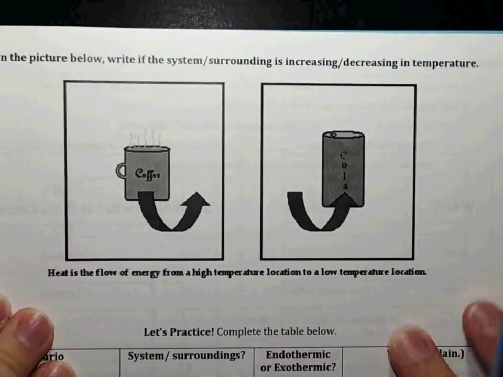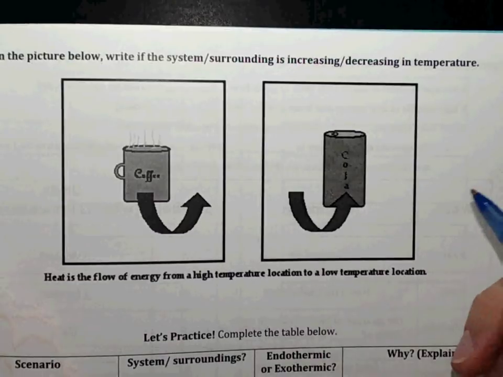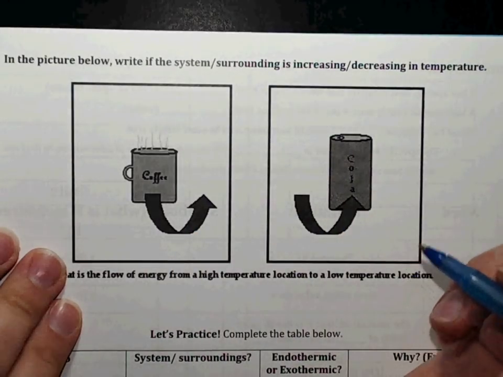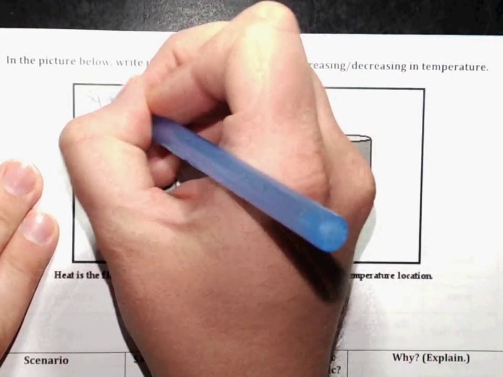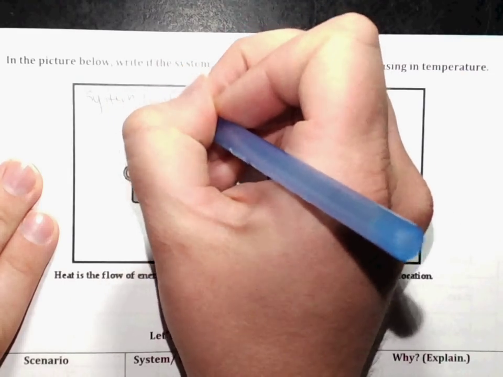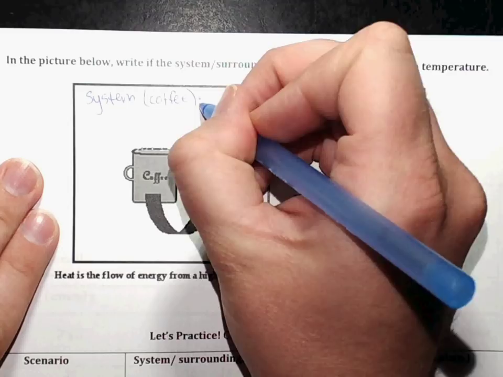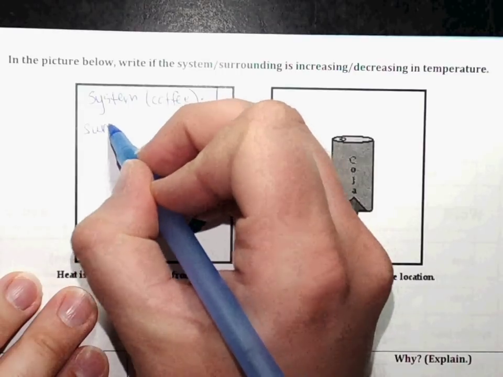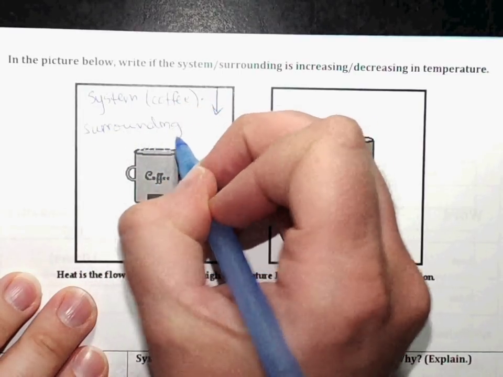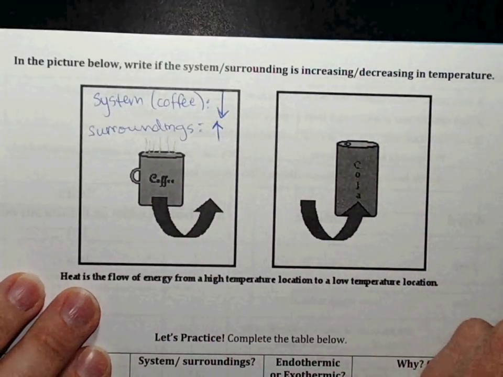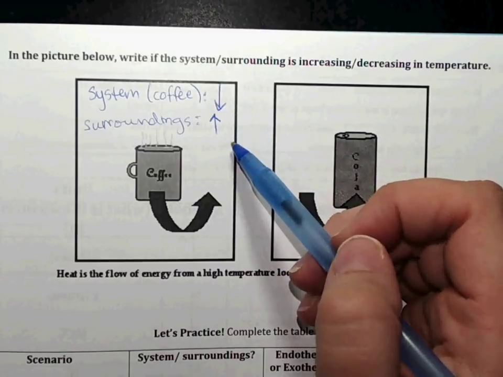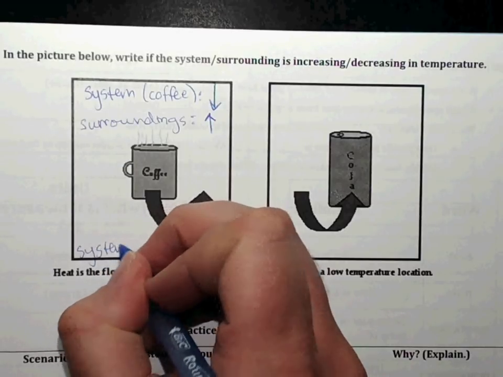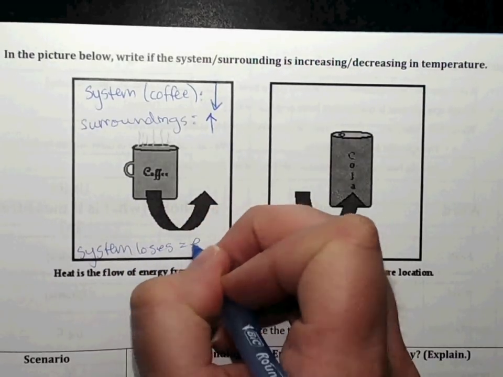In this picture, we're going to write if the system or the surroundings is increasing or decreasing in temperature. When you have a hot cup of coffee, heat is leaving that system. So the system, the coffee, is experiencing a decrease in temperature. The surroundings are experiencing an increase in temperature. If the system is losing heat and the surroundings are gaining heat, when the system loses heat, that is exothermic.